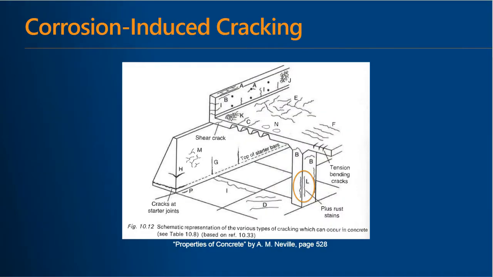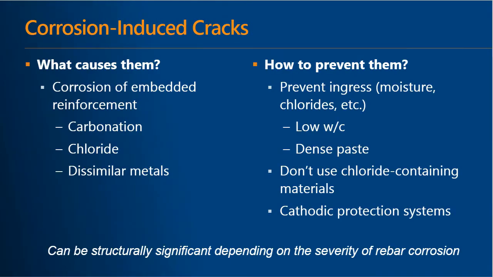The other mechanism that may be at play is corrosion-induced cracking. And this is typically oriented with the reinforcement and is often accompanied by rust staining, that red-brown iron oxide staining. And so these cracks are due to corrosion of embedded reinforcement, and that may be due to carbonation of the paste. So as the paste pH lowers, you lose that natural passivation on your embedded uncoated reinforcement. And so you may get carbonation-induced corrosion.